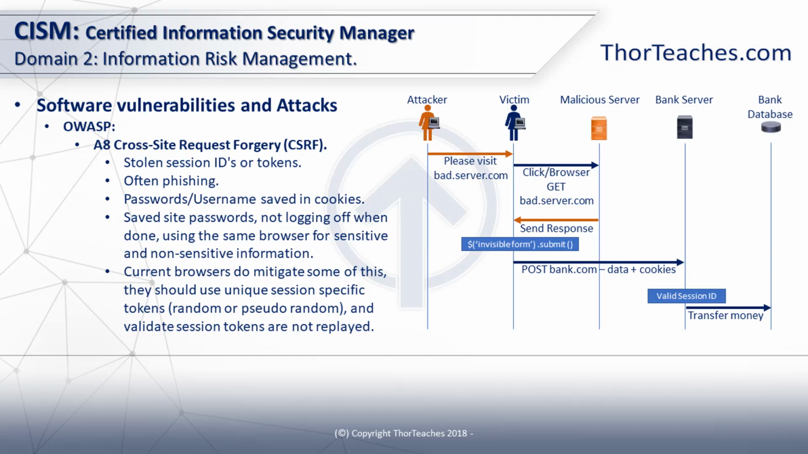OWASP A8, cross-site request forgery, or CSRF, is the attacker tricking the victim into visiting a malicious website or malicious server, where the attacker then forces the user to execute an unwanted action on a web application where they're already authenticated. And this can happen if our passwords or usernames are saved in our cookies, if we do not log off when we're done, or we use the same browser for both sensitive and non-sensitive information. And most of the current browsers can to some extent mitigate this because they use unique session-specific tokens that are either random or pseudo-random, and they validate that the session tokens are not replayed.